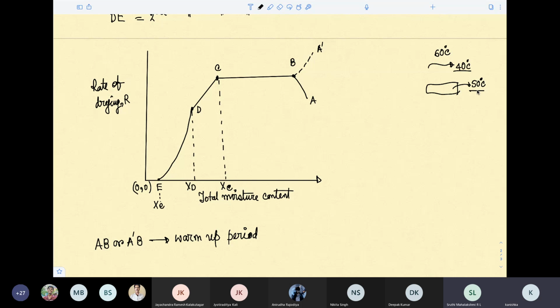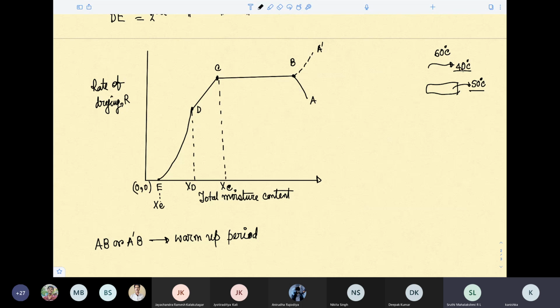Now what happens? Let's say you have 50 degrees C. When this is exposed to hot air, it will try to equilibrate with the temperature of the hot air. So it will either go to 40 degrees C or 60 degrees C. When it is exposed to 60 degrees C, the temperature of the food will rise. During the rise, the evaporation will be faster, that means the rate of drying will be faster. So that follows AB. Initially it was at a lower temperature, so it quickly reaches there, a sudden increase in the rate of evaporation.